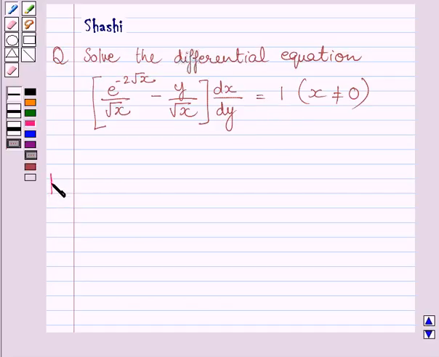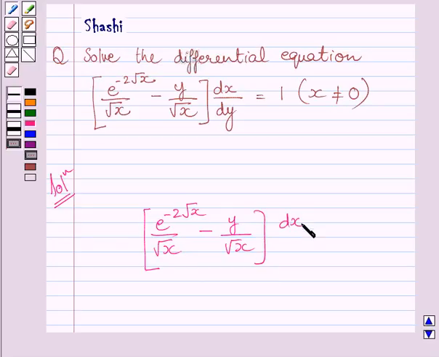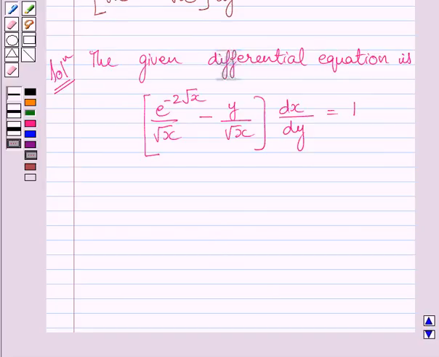Let us now start with the solution. First of all, we will rewrite the given equation. That is e raised to the power minus 2 root x upon root x minus y upon root x dx upon dy is equal to 1. Now multiplying both the sides of this equation by dy upon dx, we get dy upon dx is equal to e raised to the power minus 2 root x upon root x minus y upon root x.